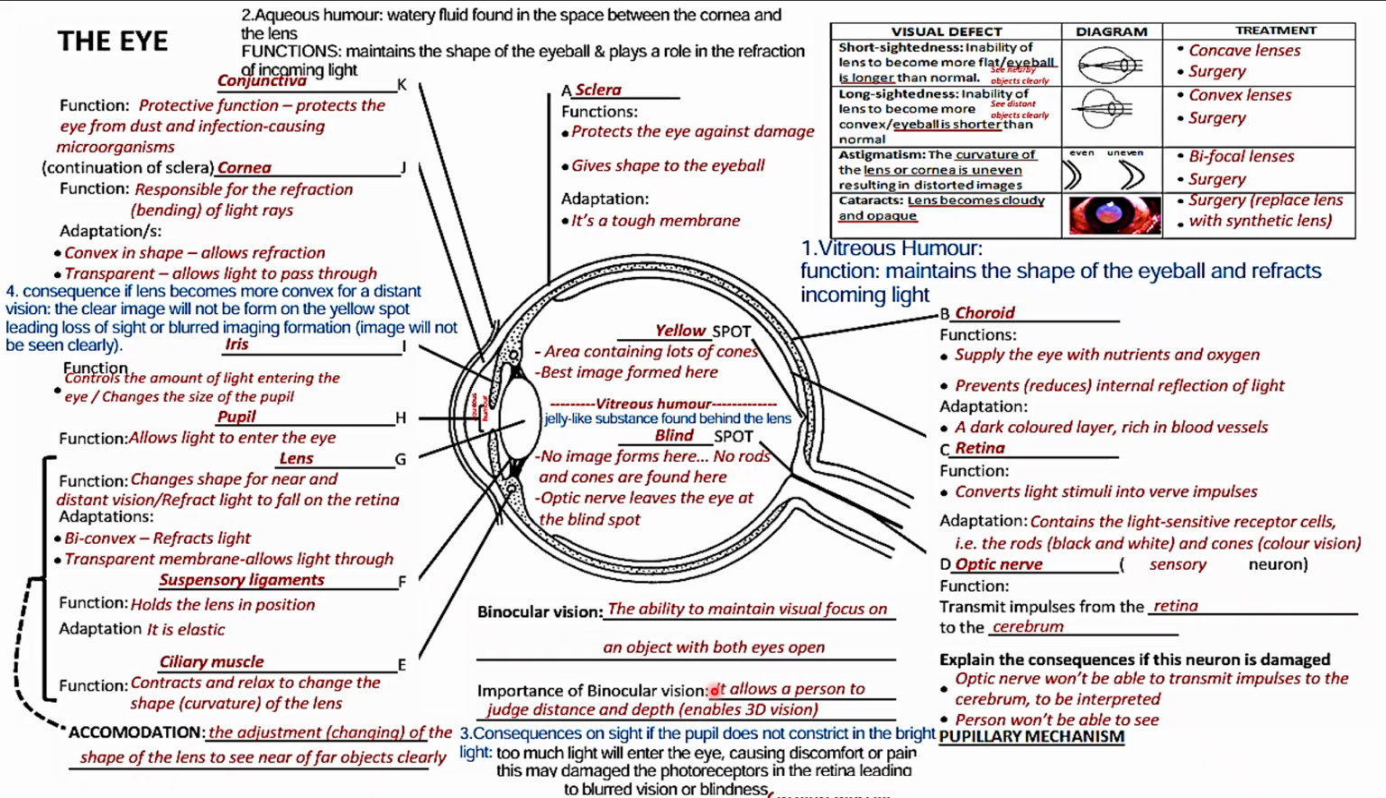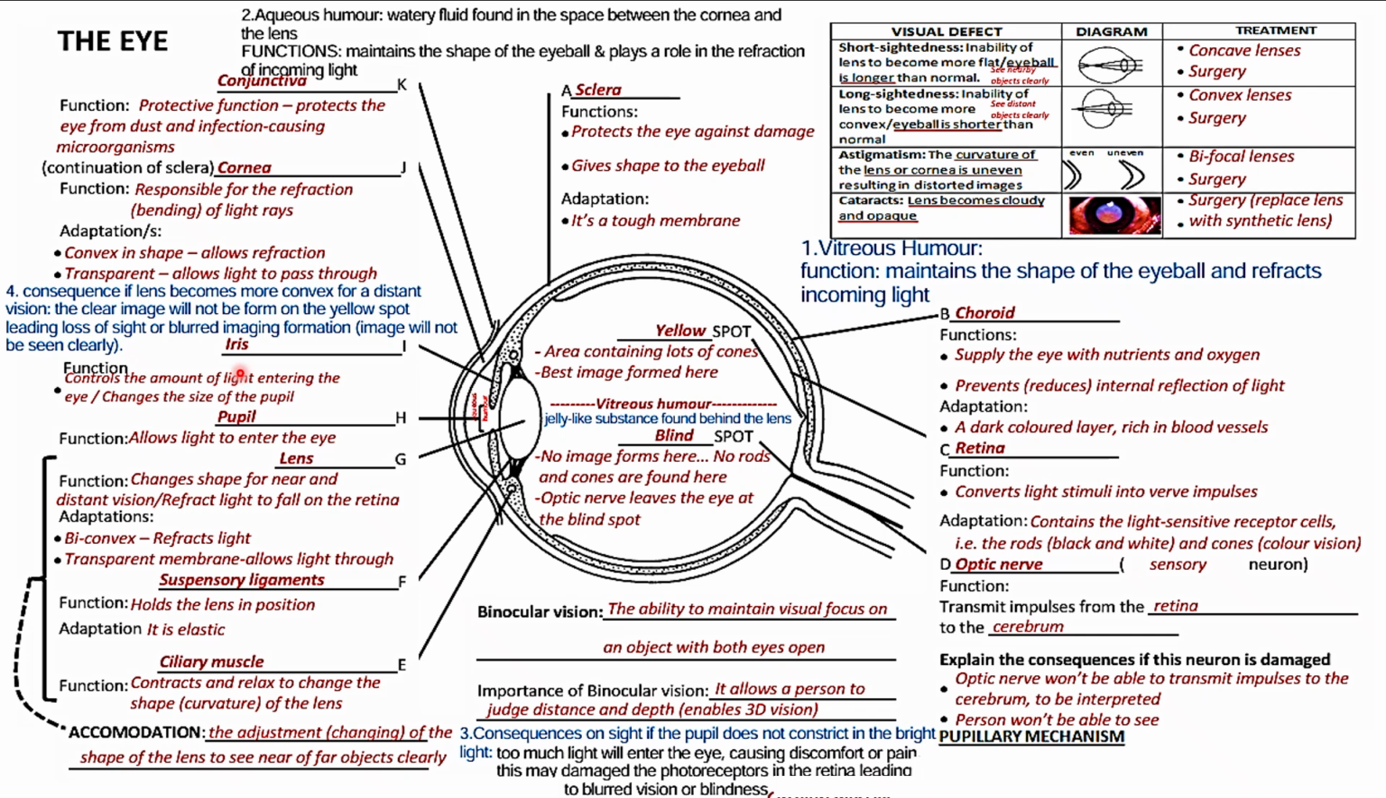Why is that important? Because it allows a person to judge distance and depth, so that we can actually create a 3D perspective of an image. This enables 3D vision. Now, there is something we left out, that is the pupil and the iris.